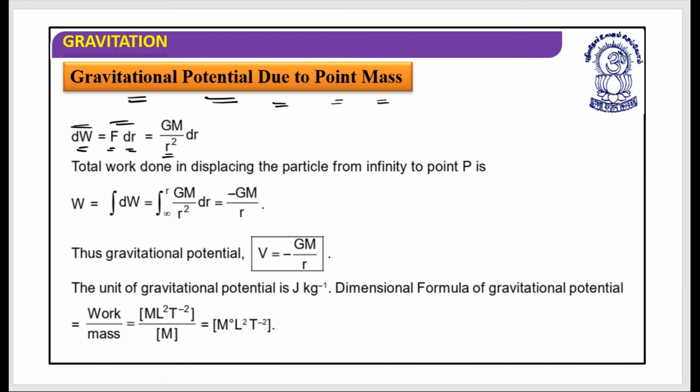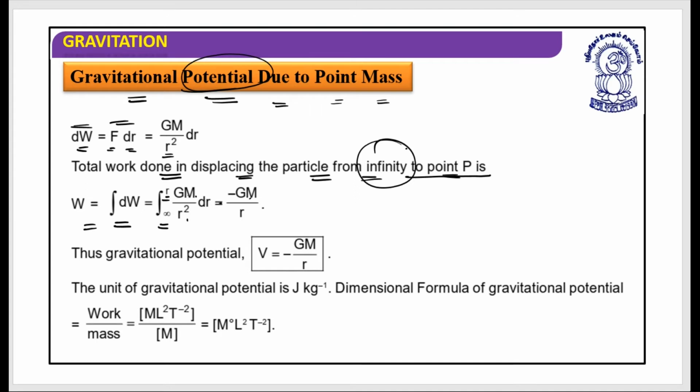So this potential can be defined as the total work done in displacing the particle from infinity to point P. So if I find the work done, it's an integration of dW from infinity to point P, that is, from infinity to the location P displaced at r. This equals GM by r square into dr.